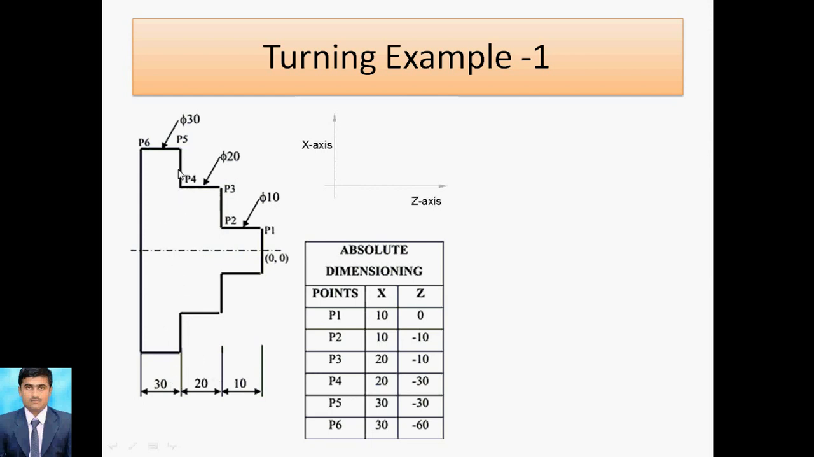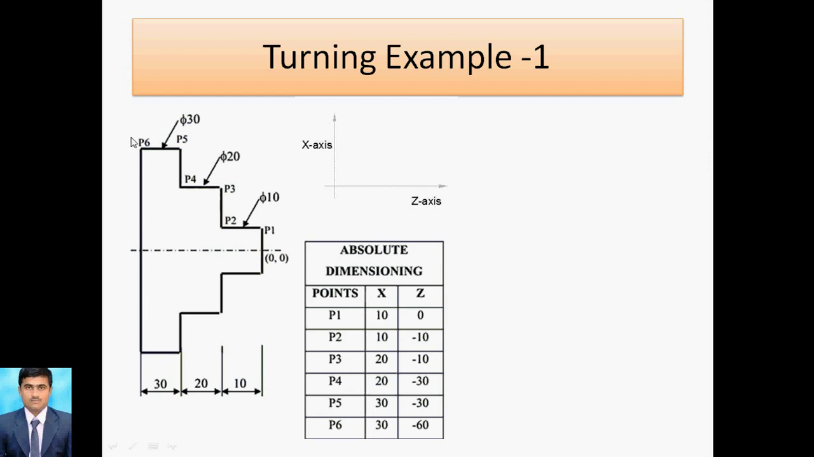About P5, I mentioned, that way 20 plus 10, that is why 30, and here, as per sign convention, we can take minus 30. And then next, the diameter is 30, so I can write X30, and for Z, we approach P6, that's why 20 plus 30 plus 10, that means 60, so minus 60 is there.